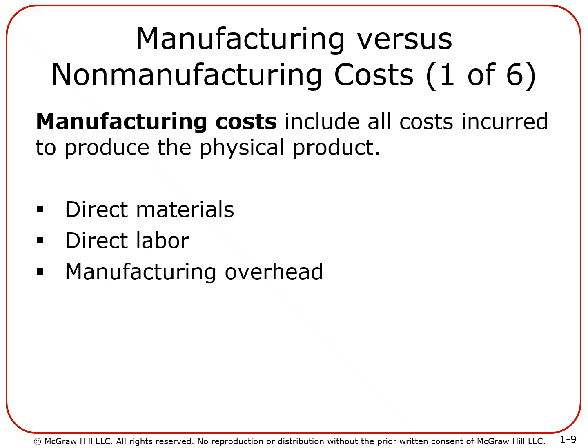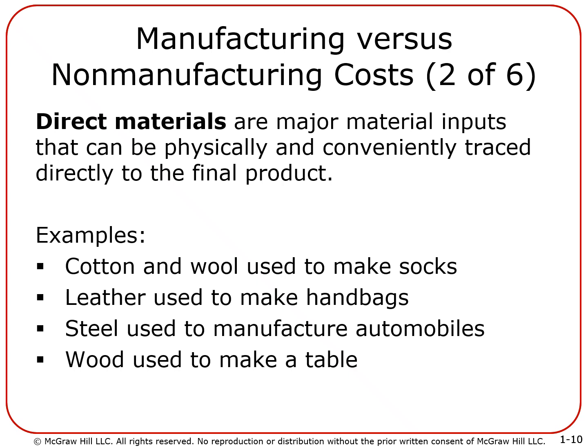Broadly speaking, we categorize manufacturing costs into 3 parts: direct materials, direct labor, and manufacturing overhead. So let's first talk about direct material. What is this direct material? These are the cost of the material that could be directly traced with the final product.